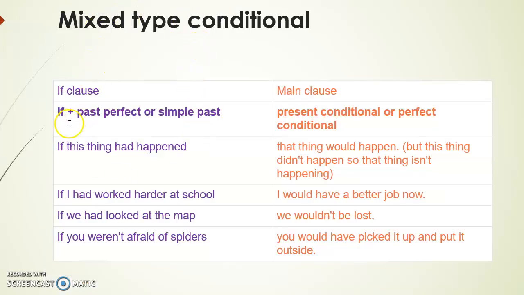Mixed type conditional: if plus past perfect or simple past, the main clause will be present conditional or perfect conditional. If this thing had happened, that thing would happen, but this thing didn't happen, so that thing isn't happening. If I had worked harder at school, I would have a better job now. If we had looked at the map, we wouldn't be lost. If you weren't afraid of spiders, you would have picked it up and put it outside.